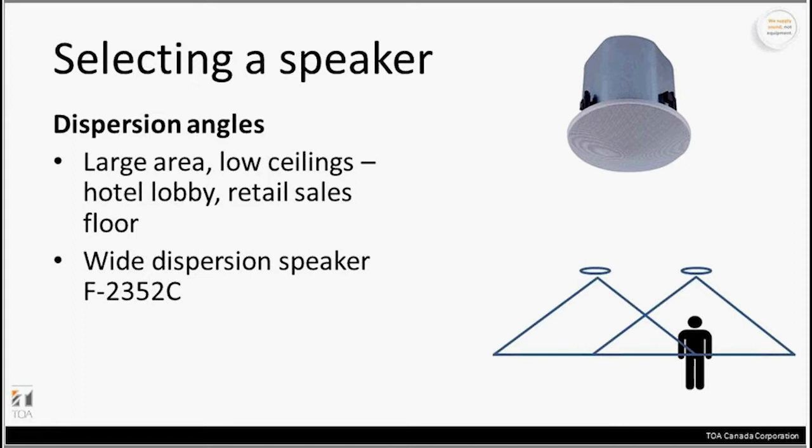A common rule when spacing speakers in a room is ceiling height times 1.5. So if the ceiling is 10 feet, the speakers should be spaced every 15. You can also use TOA's speaker placement software that's available on our website for free, and you can download it. It's actually really quite easy to use. If you have any trouble, just let us know.